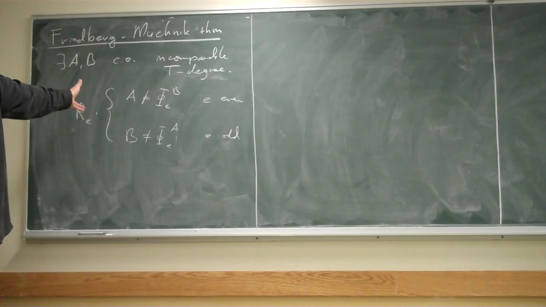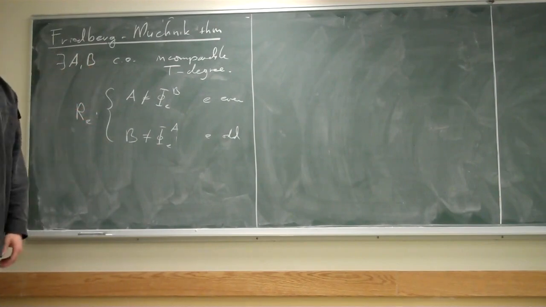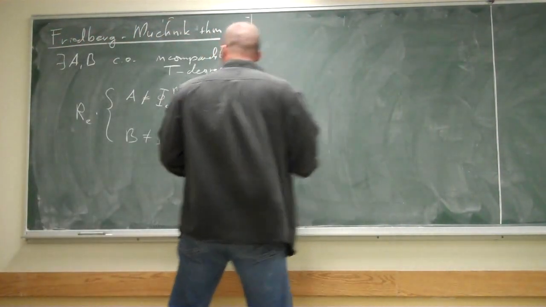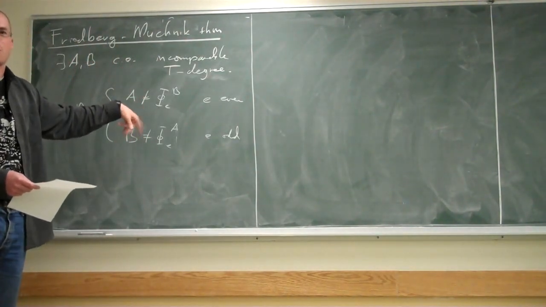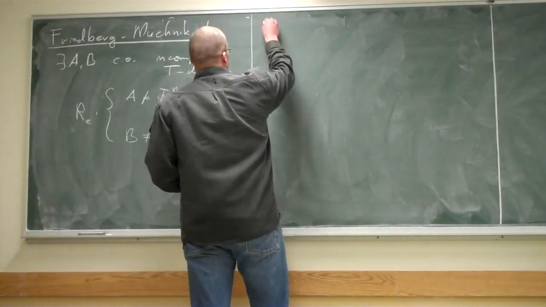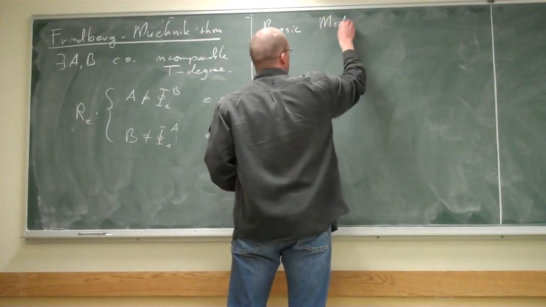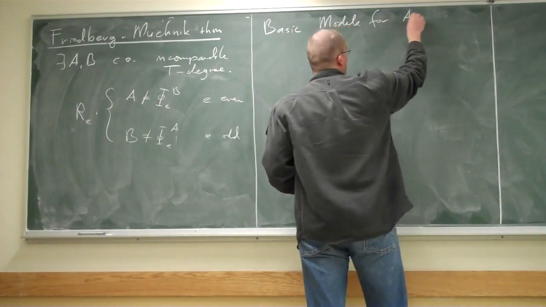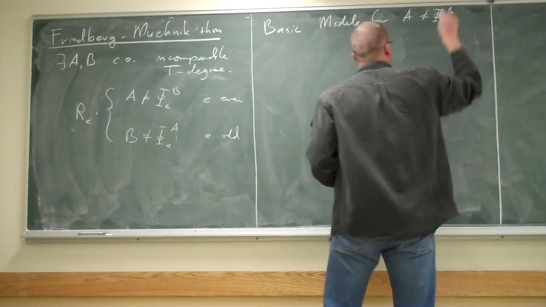First, of course, the basic module. We have our requirements. How do you take care of a requirement at all? Okay. So these requirements are, of course, completely symmetric. So if we have a basic module for one, we have a basic module for both of them. So we're going to just start with a basic module for A not equal to phi_e^B.